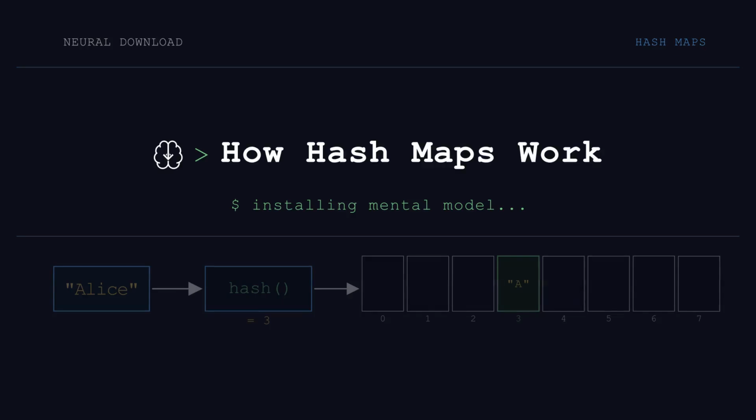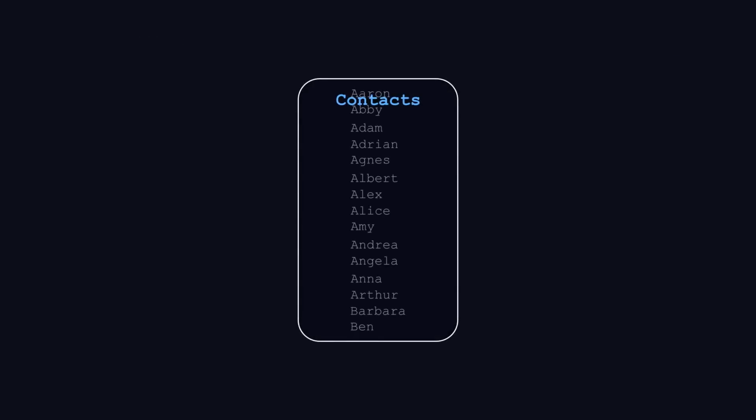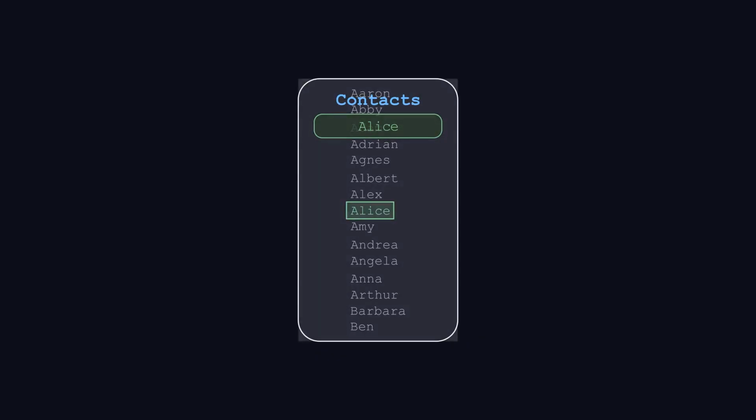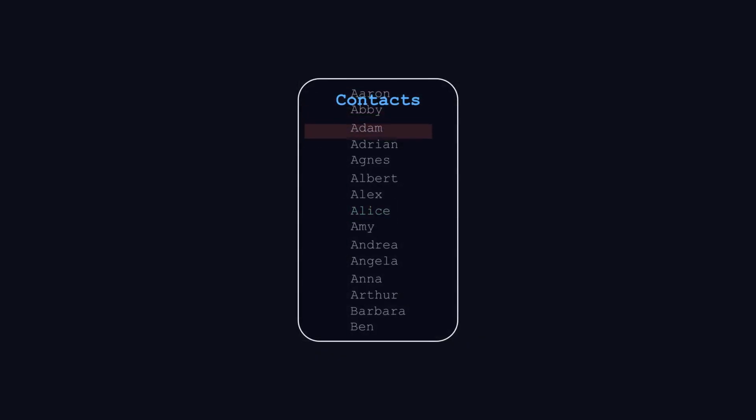Installing mental model for hash maps. You have a million contacts in your phone. You type a name and it appears instantly, not after scanning 1,000 entries, not after checking 100. Instantly. How? A hash map takes your key, say the name Alice, and feeds it into a hash function.